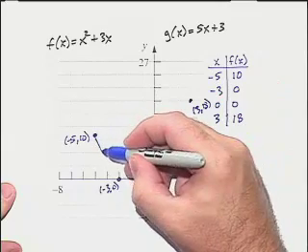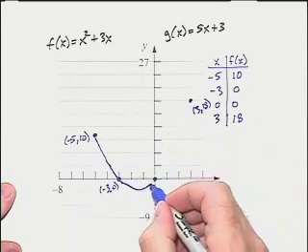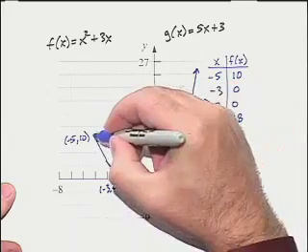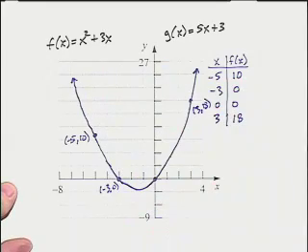We'll go ahead and connect these dots, recognizing that f of x is a quadratic, so the graph is a parabola. We get our rough graph of f of x.